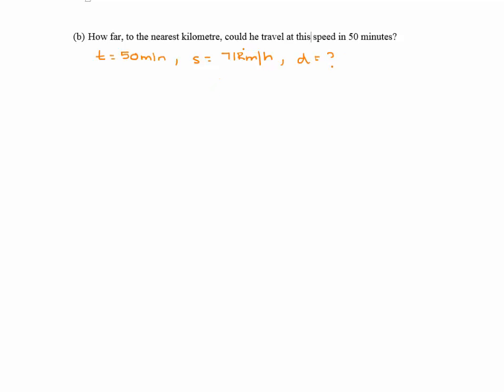Now, the problem I have here is my speed is in kilometres per hour and my time is in minutes. So the first thing I need to do is to make my time into hours. And to do that, I'm going to put it as a fraction of an hour, which is 50 minutes out of 60 minutes in an hour. Now, my formula for speed is speed equals distance over time. And in this case, I'm just wanting distance. So I'm going to multiply both sides by t. And I end up with st equals d. So distance equals speed times time.